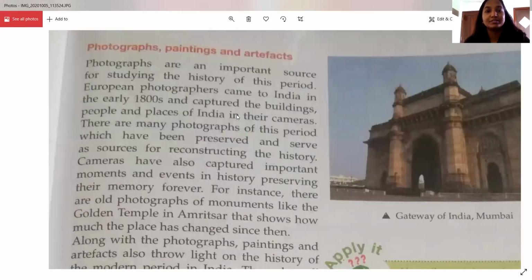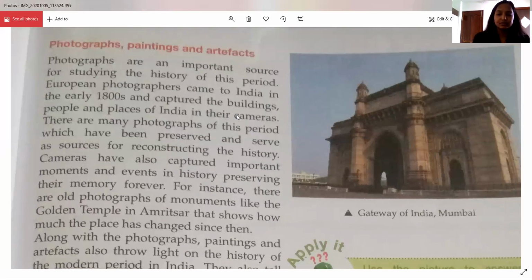The next important source is photographs, paintings, and artifacts. Now, the Britishers already had cameras, they already had technology to take pictures, right? And it also reached India slowly. However, the pictures that were clicked by these Europeans reached India by 1800s. Now, what did these pictures have? These pictures had buildings, historical monuments, or places that were in India.